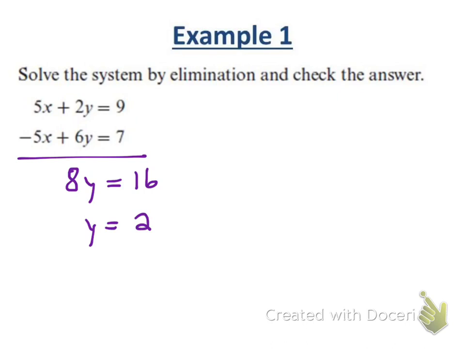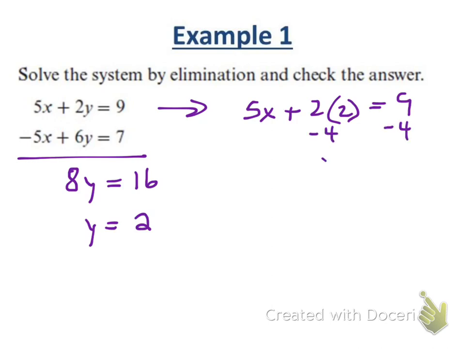To find x, we would substitute that value into one of the original equations. Let's use this one. So 4, so subtract 4 from both sides. So x is going to be 1. 5x equals 5, which means x equals 1. Yes, and then (1, 2) is going to be our solution.